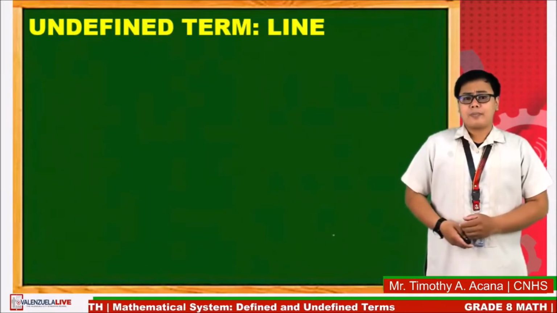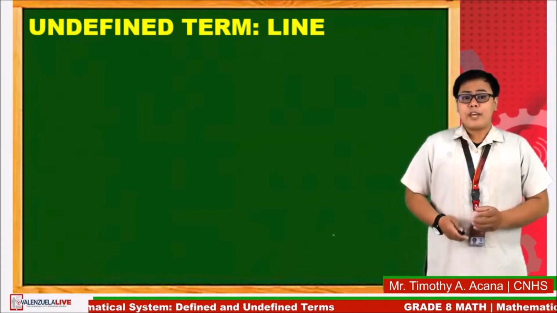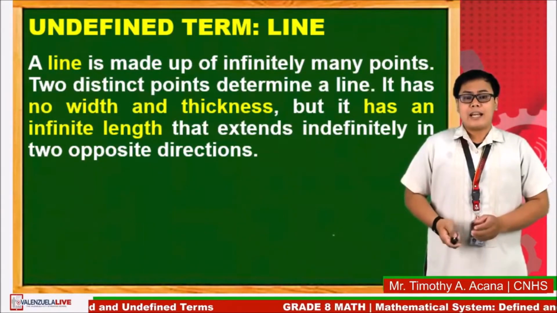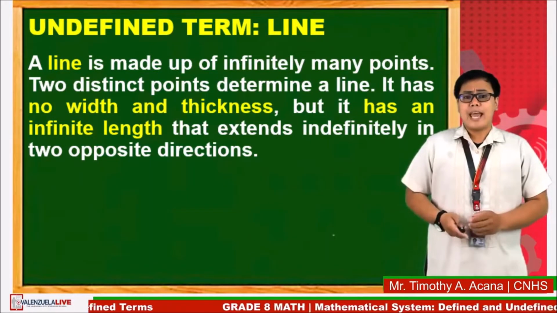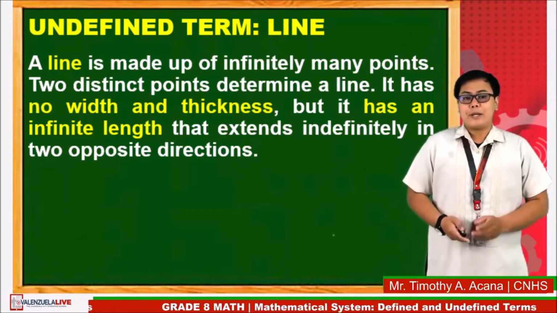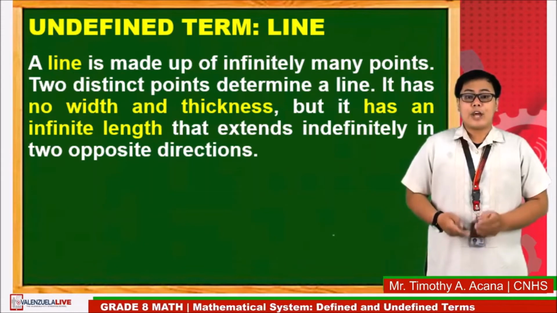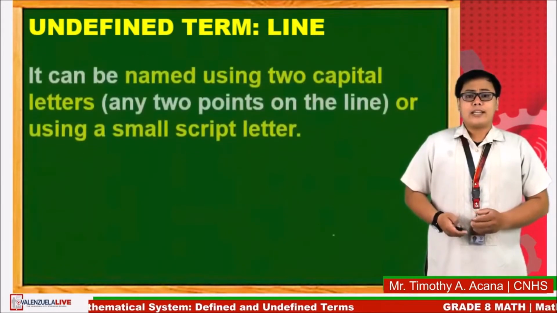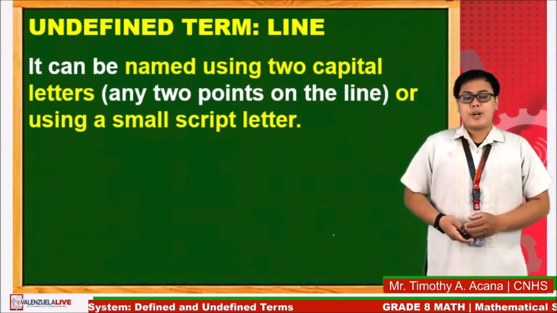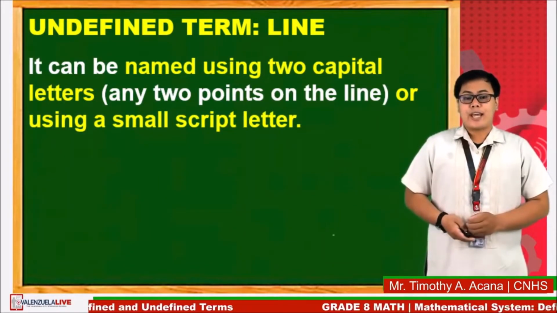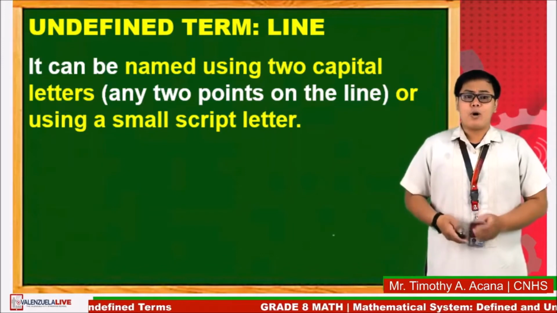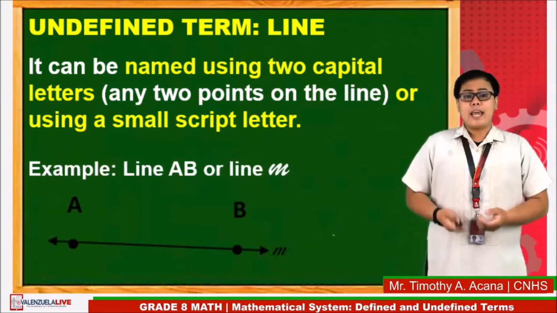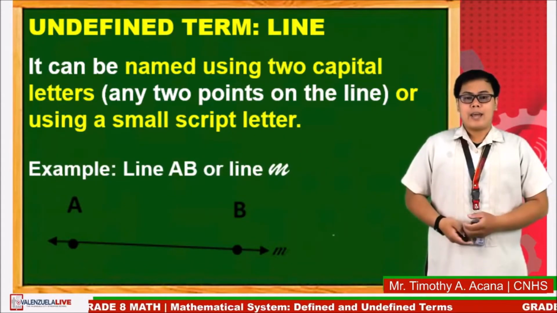Next is a line. A line is made up of infinitely many points. Two distinct points determine a line. It has no width and thickness, but it has an infinite length that can extend indefinitely in two opposite directions. It can be named using two capital letters or any two points on the line, or using a small script letter. Example, line AB or line m.